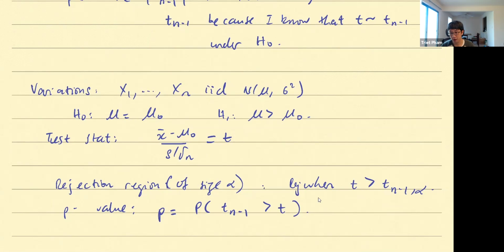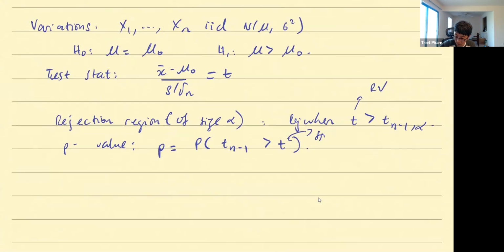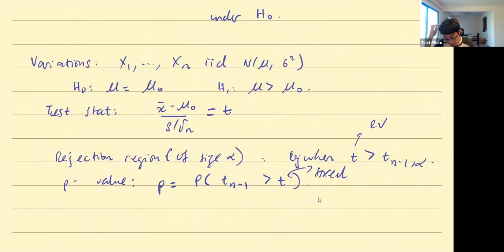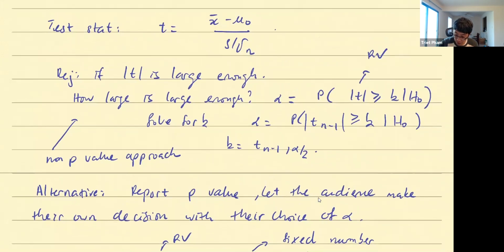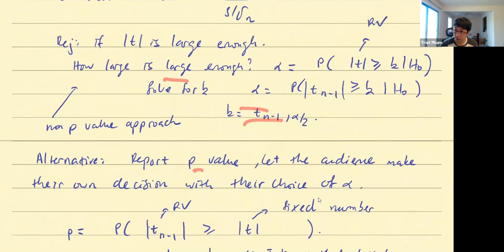Are you confused yet, or are you okay? Again, do remember, we treat this as a random variable in this case. We treat this as a fixed number in this case. First of all, I hope you understand the difference between the rejection region approach, which is what we've been doing so far, and the p-value approach. They're kind of equivalent, but they have different flavors.